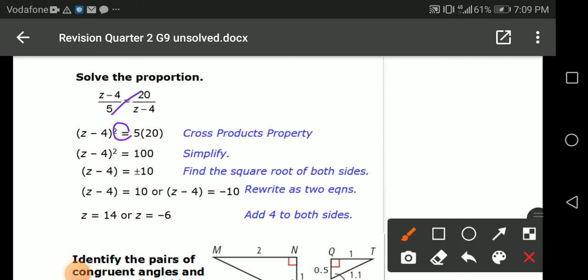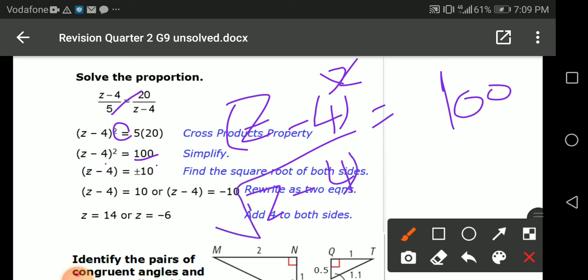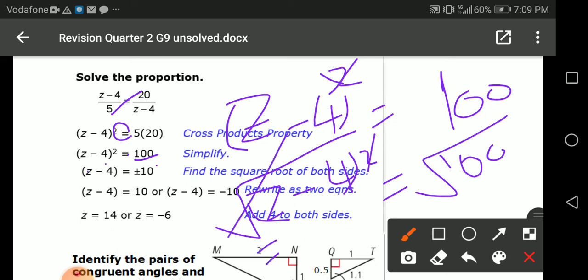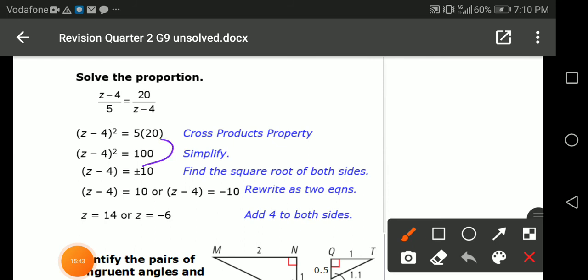Then 5 times 20 is 100. So (z minus 4) squared equals 100. I want to remove the squared. Remember, when we wanted to remove the squared before, we took the square root on both sides. The square root gives positive or negative, so z minus 4 equals positive or negative 10. Two solutions: z minus 4 equals 10 or z minus 4 equals negative 10.